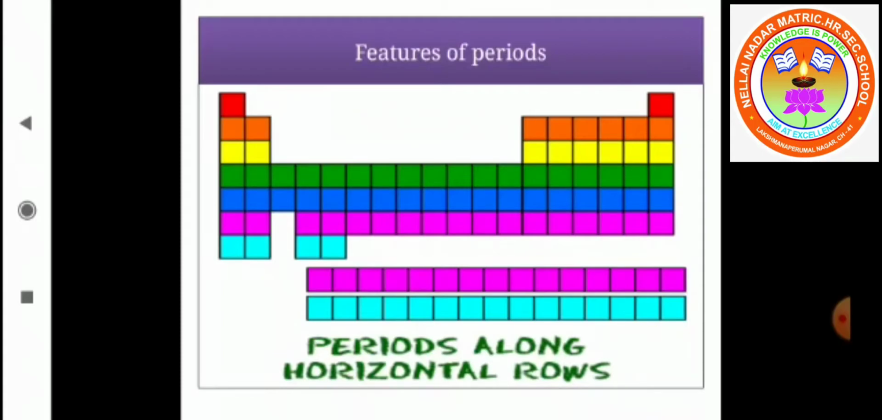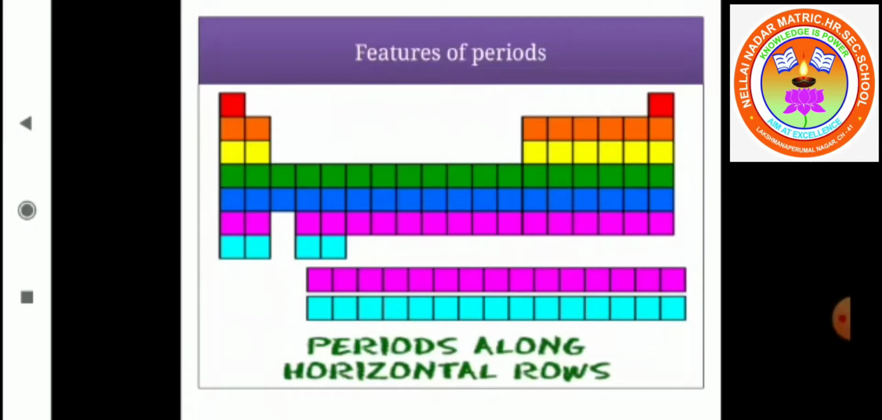Coming to the second and third periods, count the number of boxes, children. In the second, how many boxes are there? 8. Okay. Each box represents 1 element. So the second period consists of 8 elements. It is denoted by orange color. Coming to the third period, it is denoted by yellow. In the third period also 8 elements are there.